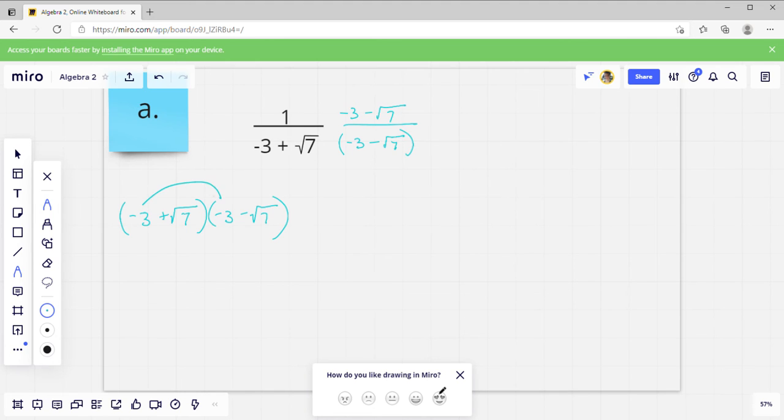Okay, so if I do 3 times 3, that's going to make 9. And then my middle terms will cancel each other out because I'll end up with negative 3 times the square root of 7, and then, whoops, I had to go here, that would be positive 3 times the square root of 7. And then square root of 7 times square root of 7 would just be 7. So minus 7. These cancel. We get 9 minus 7, which is going to equal 2. So our whole bottom is equal to 2. And then the top would just be negative 3 minus the square root of 7.